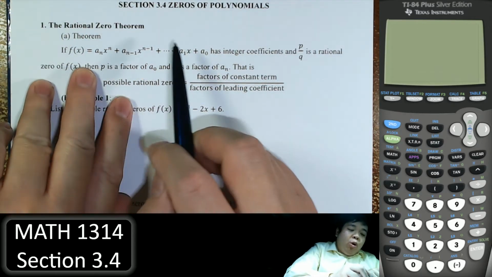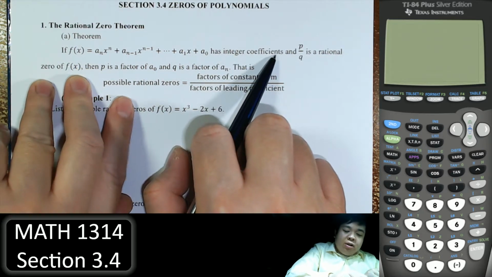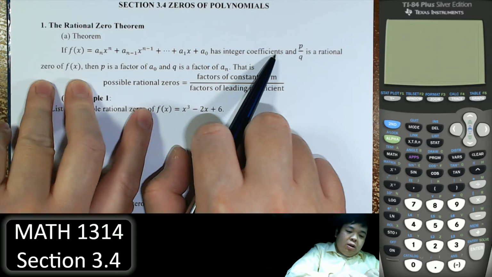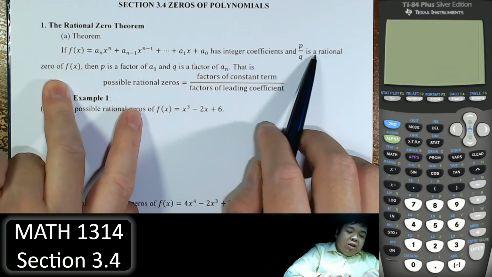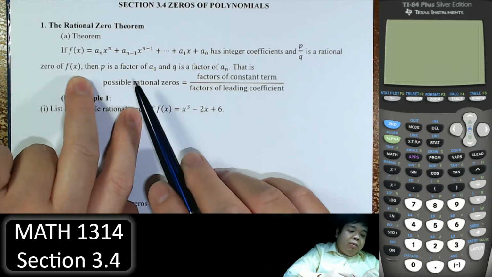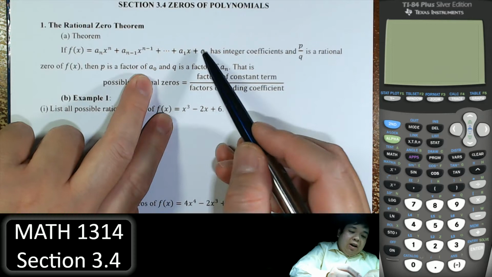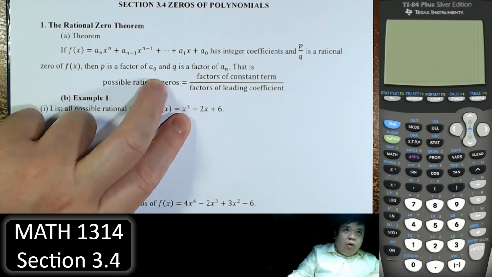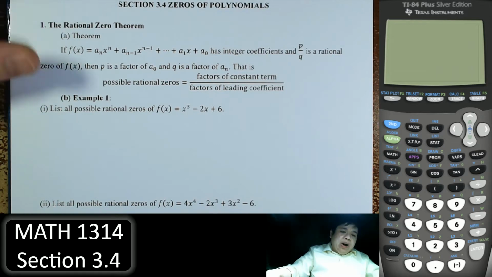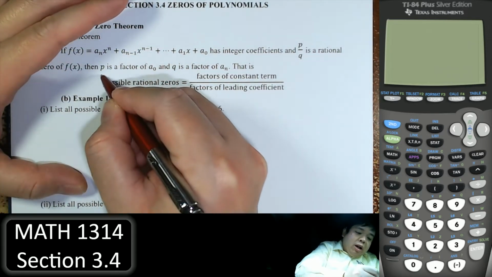If we have a polynomial that has integer coefficients and p over q is a rational zero of f of x, then p is a factor of a naught, which is the constant, and q is a factor of a sub n, which is the leading coefficient. Another way to put it: a possible rational zero takes this form.